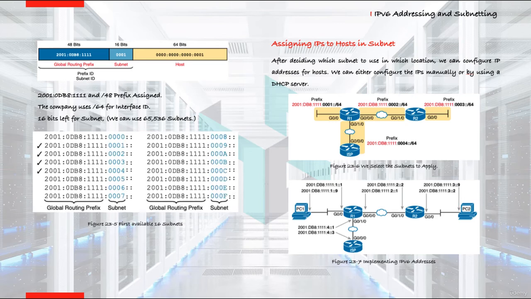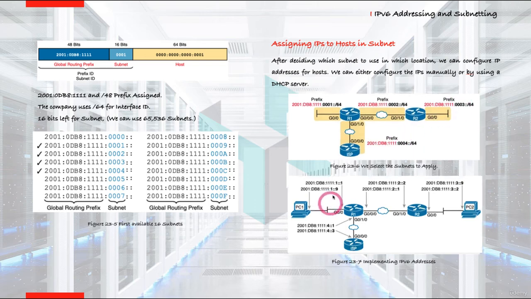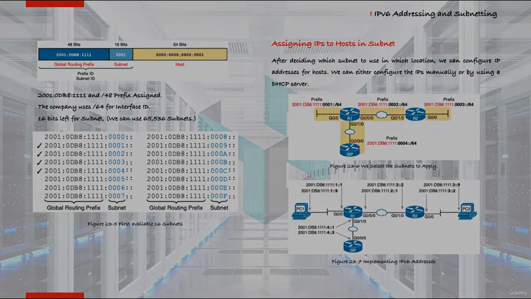Now let's look at assigning IPs to the hosts in the subnet. First we choose which subnet to use in which location. We chose to use 2001:db8:1111:0001::/64 in our location here. We will use 2 subnets here, 3 here and 4 subnets here. Our subnet here is 1, we have given 1 IP to the gigabit 0/0 interface of our router here, and we have given our host 9 IP. In the subnet here, we use 2 subnets, 2 subnets were used here, 1 interface was used here, interface 3 here, interface 2 here, and 3 subnets were used here.